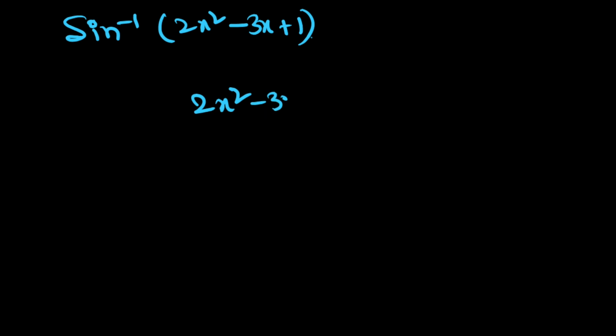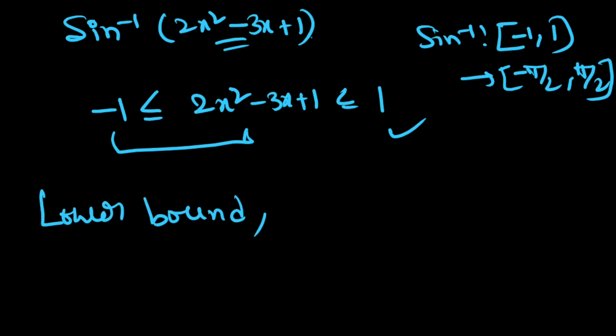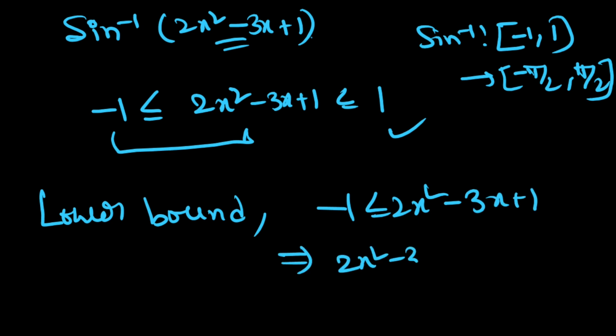Next we want to find the domain of sine inverse of (2x square minus 3x plus 1). That means 2x square minus 3x plus 1 lies between minus 1 and 1, because sine inverse x is defined from minus 1 to 1, with range minus pi by 2 to pi by 2. So when we take the lower bound, we get minus 1 is less than or equal to 2x square minus 3x plus 1. This implies 2x square minus 3x plus 2 is greater than or equal to 0.